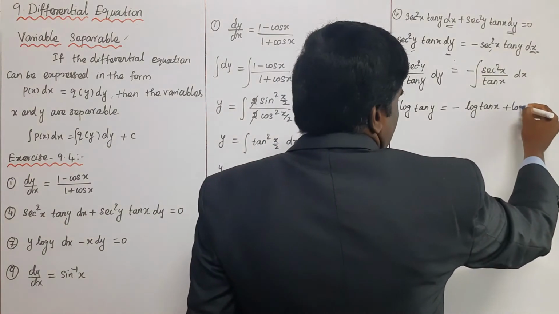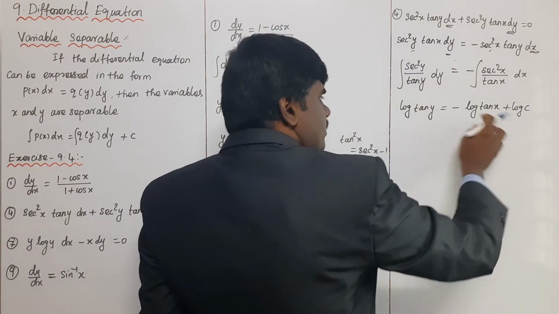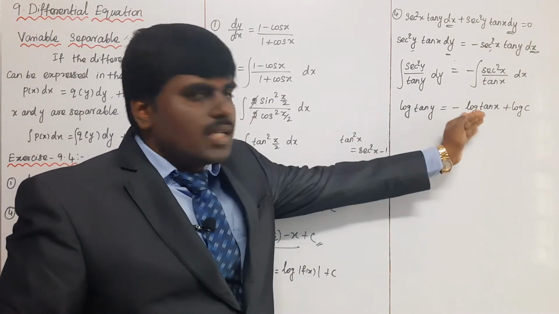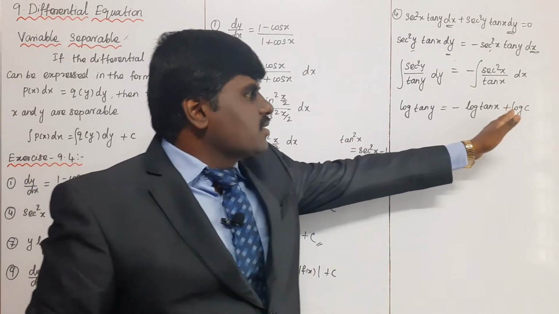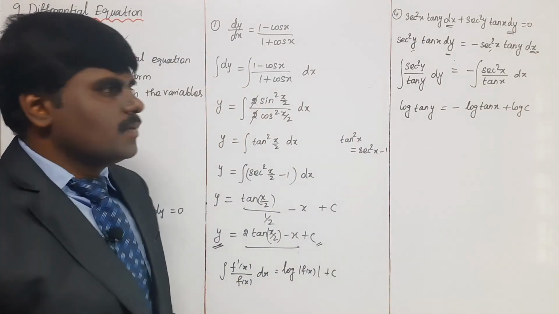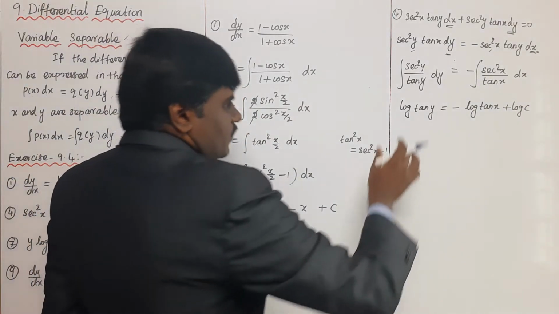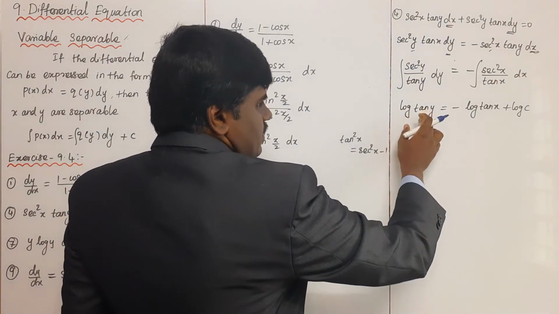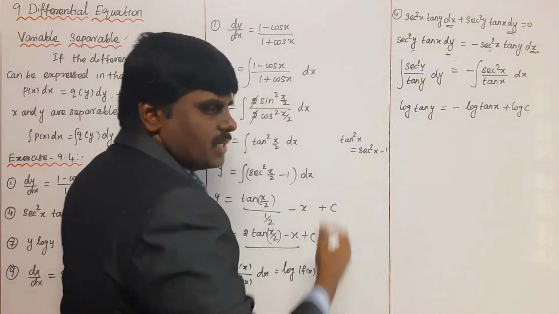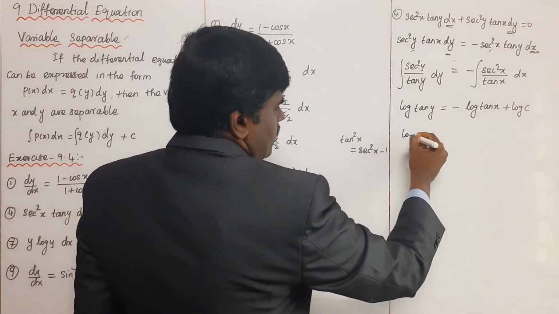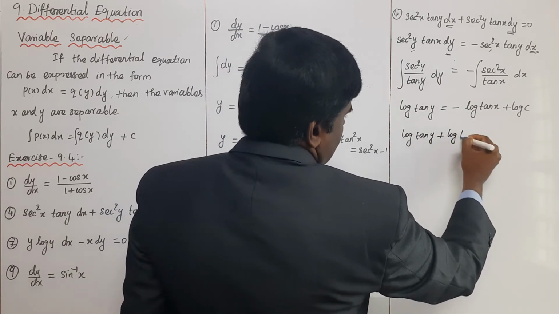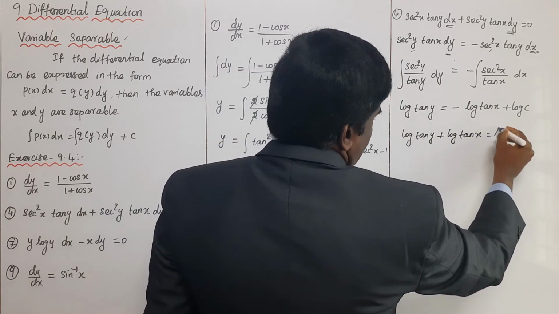Why put log c? Because the entire equation comes to logarithmic terms, so you have to introduce the constant log c. Is that clear? So now, in logarithmic terms, you convert the right hand side: log of tan y plus log of tan x is equal to log c.